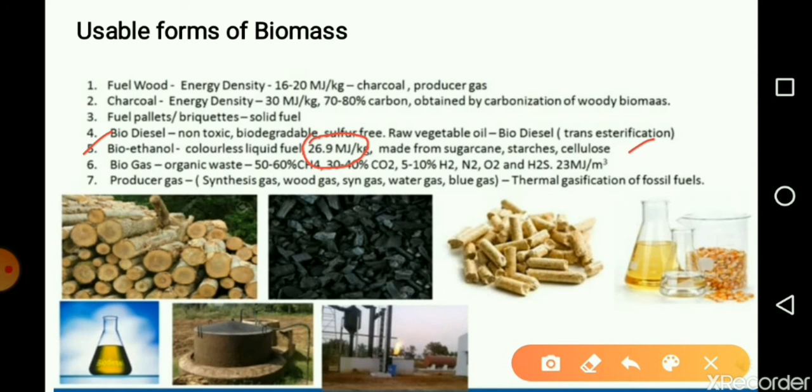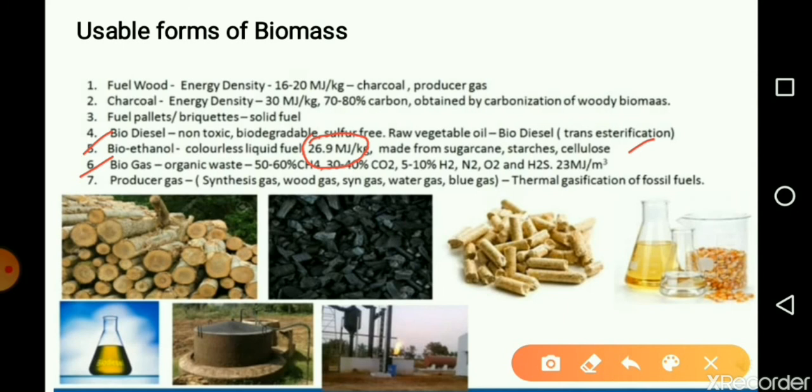So this is bioethanol. Next one is the biogas. As all of you know about biogas, there are biogas plants in the rural areas. These are obtained from the organic waste from plants, or from human waste, or from animal waste.